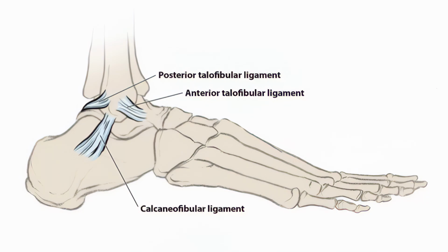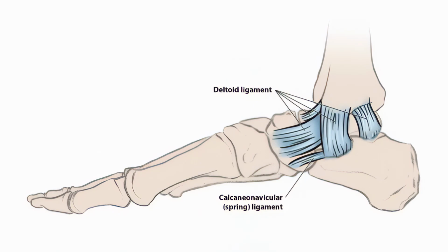There's also the calcaneofibular ligament, and there's the posterior talofibular ligament. And they're usually injured in that order. So the more severe the ankle sprain, the farther down you go in this list. And then on the medial side, there's the deltoid ligament holding your ankle together. And it's very rare to injure that one.